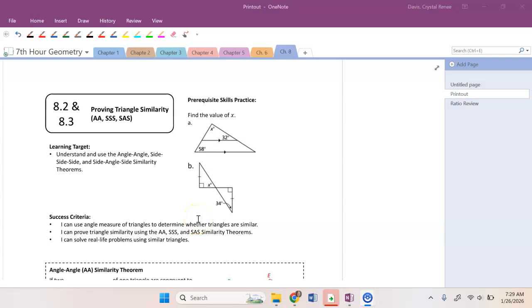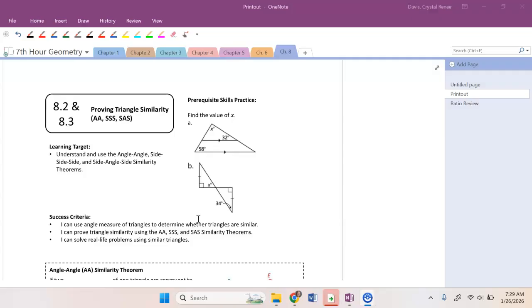Alright guys, so this is a video for section 8.2 and 8.3, and we're combining these because they have the same concept. That way we can focus on them together rather than one at a time. It's just easier. Now remember when we did triangle congruence theorems, we needed side angle side, side side side, angle side angle, things like that.